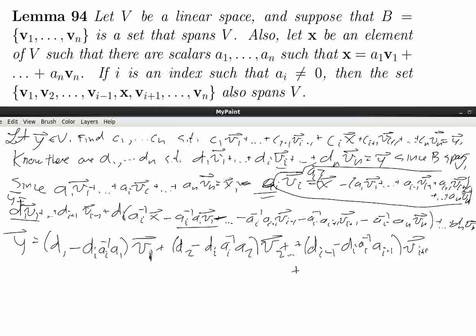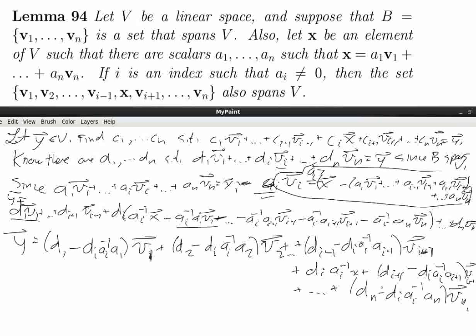Now I'm on the x thing. What's the coefficient of x? di ai inverse. And then I'm on to i plus 1: di plus 1 minus di times the i plus 1 stuff, di plus 1 minus di ai inverse ai plus 1 vi plus 1, plus da-da-da plus dn minus di ai inverse an vn.